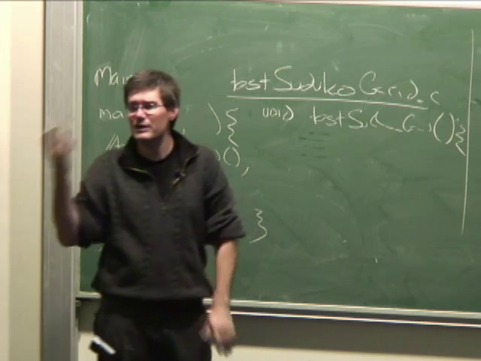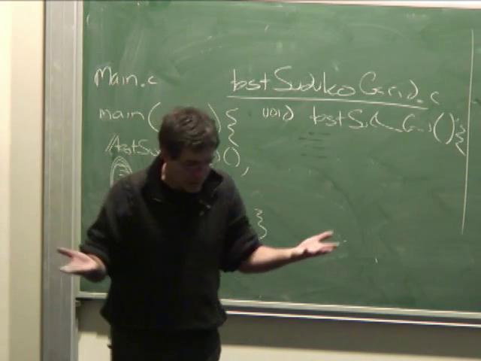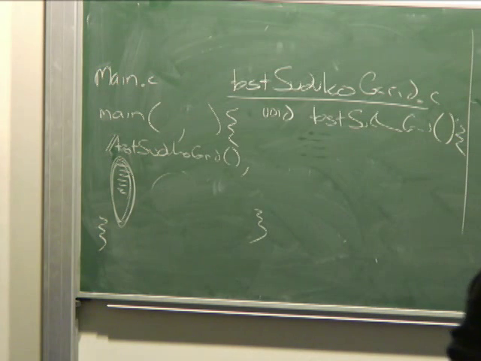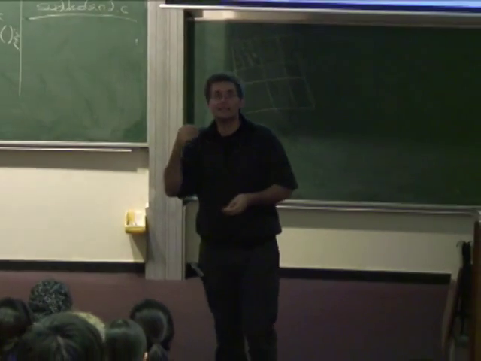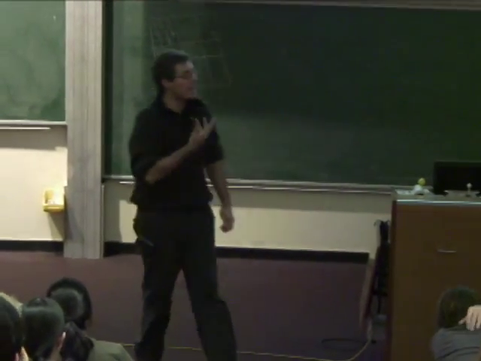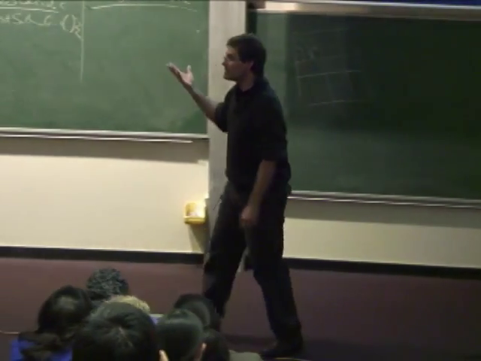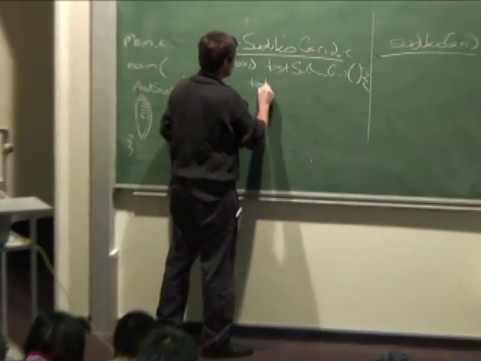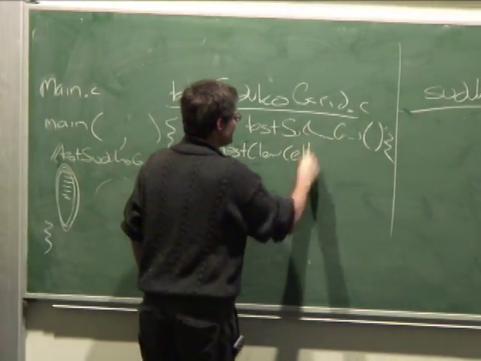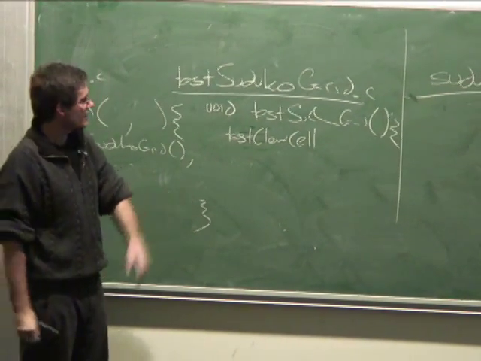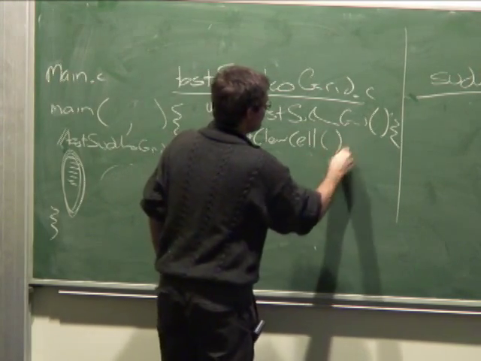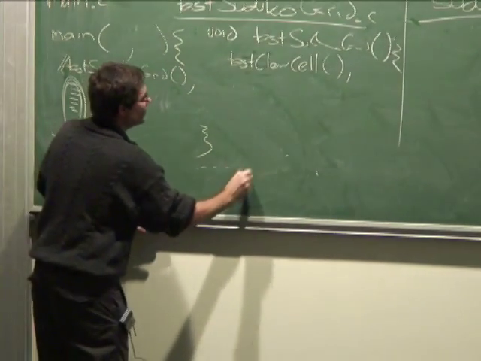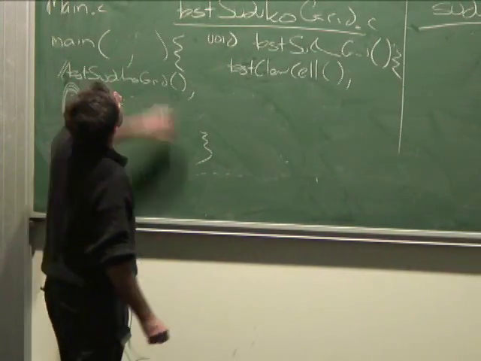Your assignment is to write a whole lot of functions. Which function should you write first? The easiest one. Clear cell, that's the easiest one. So I'm going to write a function here called test clear cell. That's the first thing I'll do, because I reckon clear cell is the easiest thing. Test clear cell has no arguments. And then down here I'm going to write test clear cell. What's it going to look like? Let's write it.